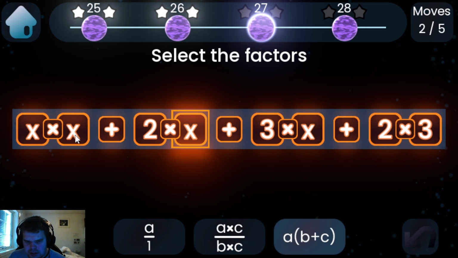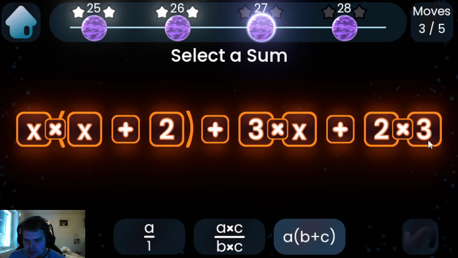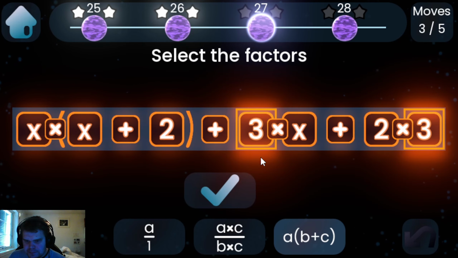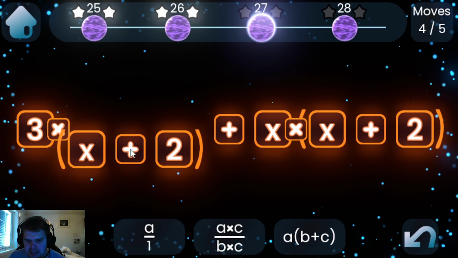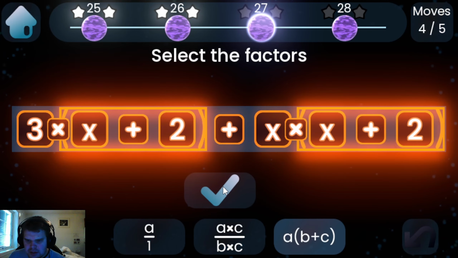So just factorize out this x here, not this one. And then just factorize out the 3 over here. Now we see we get this x plus 2 in both cases. So I can factorize out that.